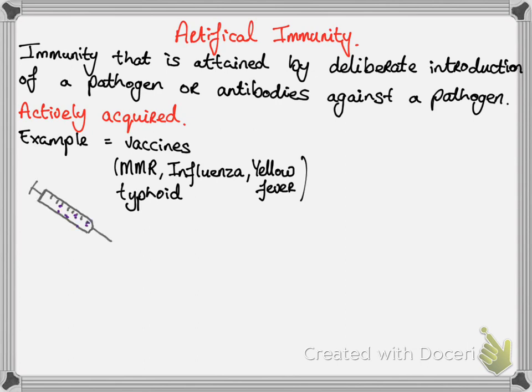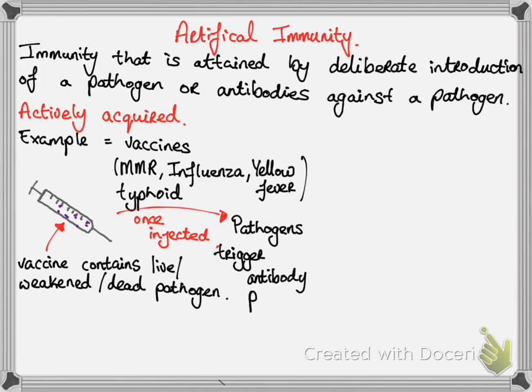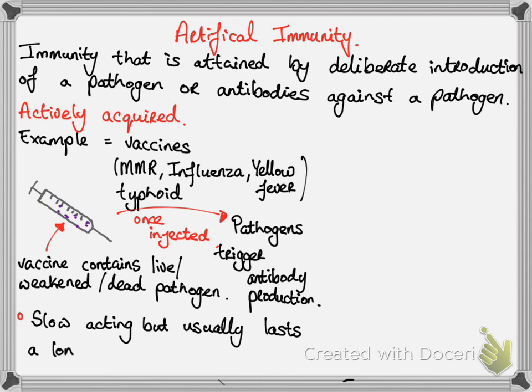And in a vaccine, you have microbes or pathogens in it. These pathogens are live, weakened, or dead versions. So when you inject these weakened or dead versions of the pathogen, this triggers antibody production, just like the previous one. And therefore, it lasts a long time. Your body builds up antibodies for it, and they will remain again in the bloodstream. This is usually slow acting because it'll take your body a little while to recognize and build antibodies for this. However, it does last a long time. An example of this is yellow fever, and this is actually lifelong.